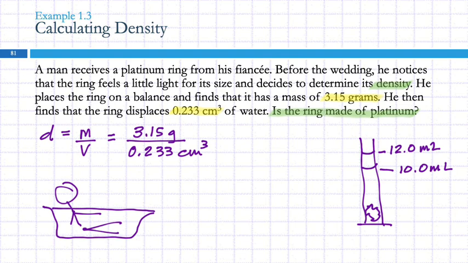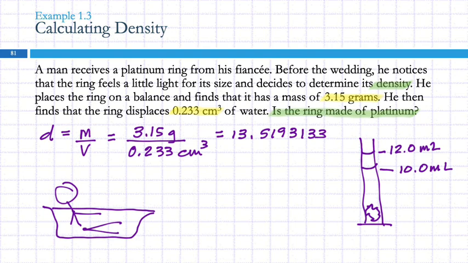Okay, so we have the mass, we have the volume, we can do the math on our calculator. 3.15 divided by 0.233. My calculator is giving me this whole big mess of numbers. 1.93133.